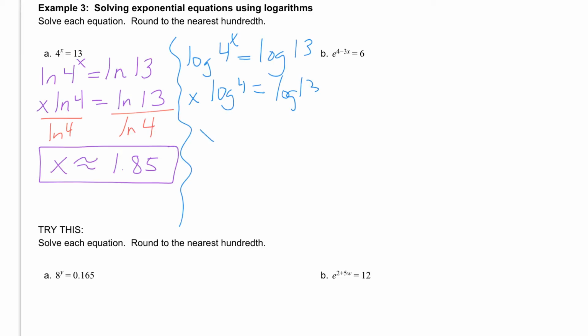And then if I divide both sides by the log of 4, I get x equal to the log of 13 divided by the log of 4. Now I'd like you to plug that into your calculator just so you can see that you do get the same answer. So go ahead and plug that in.